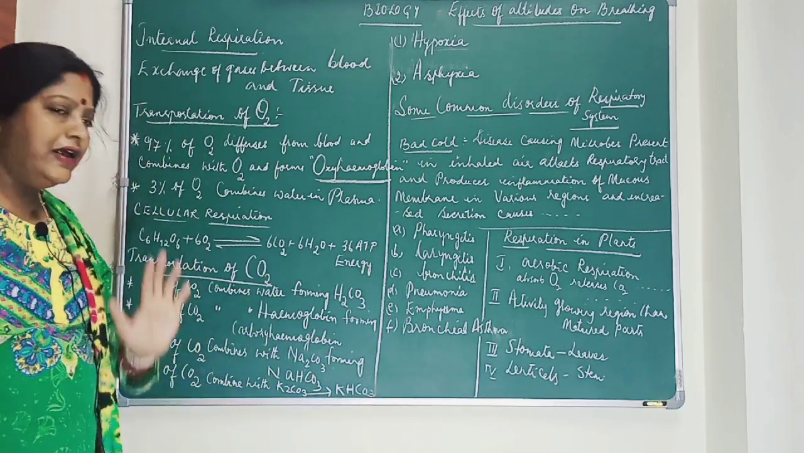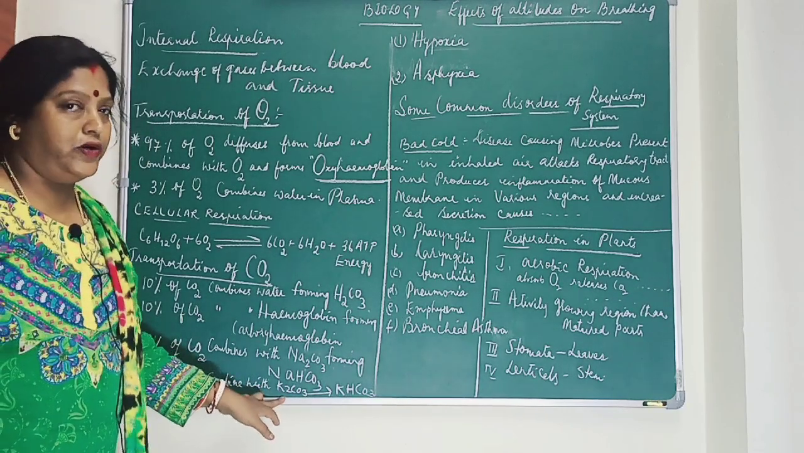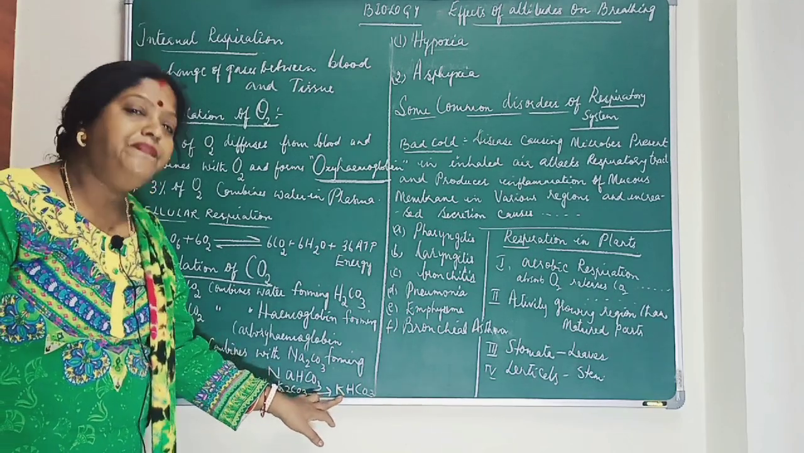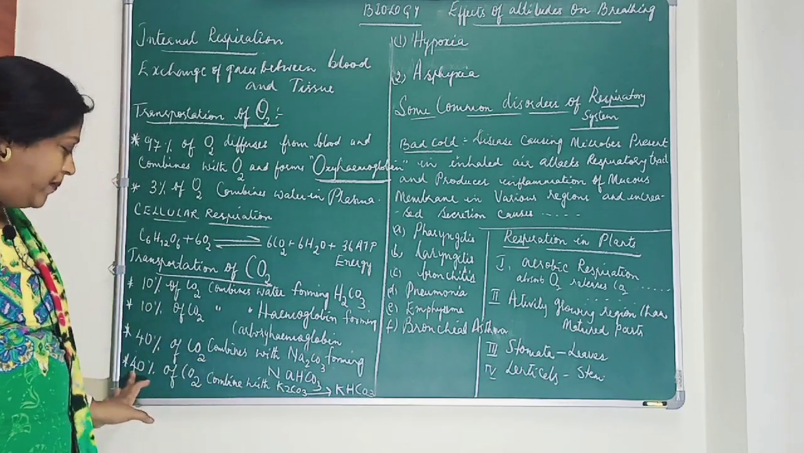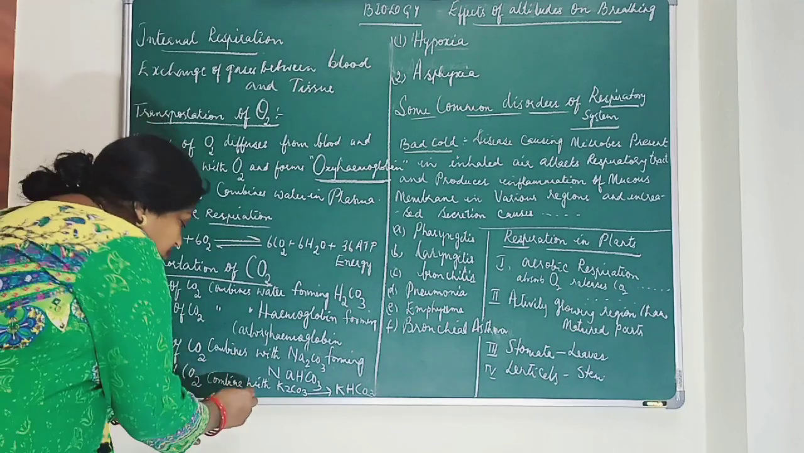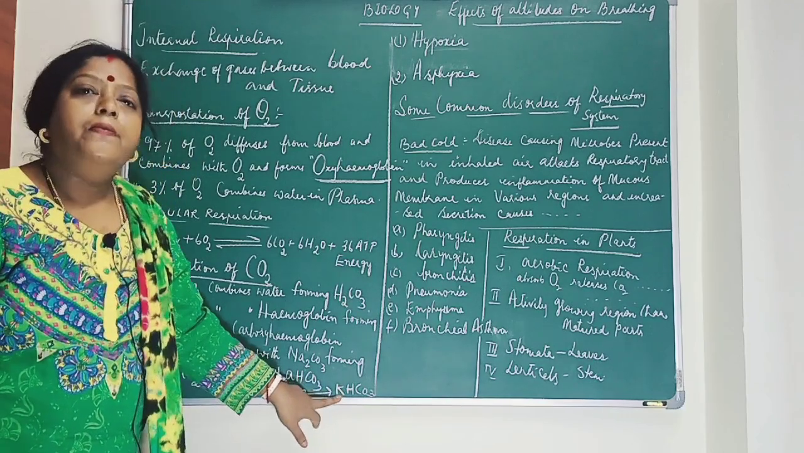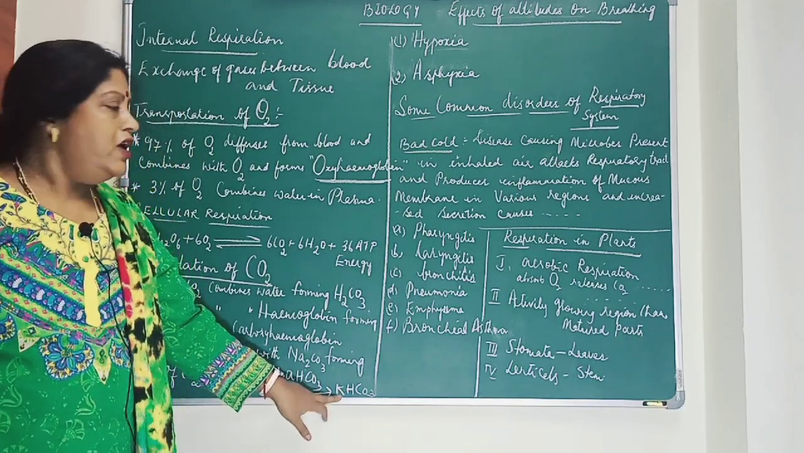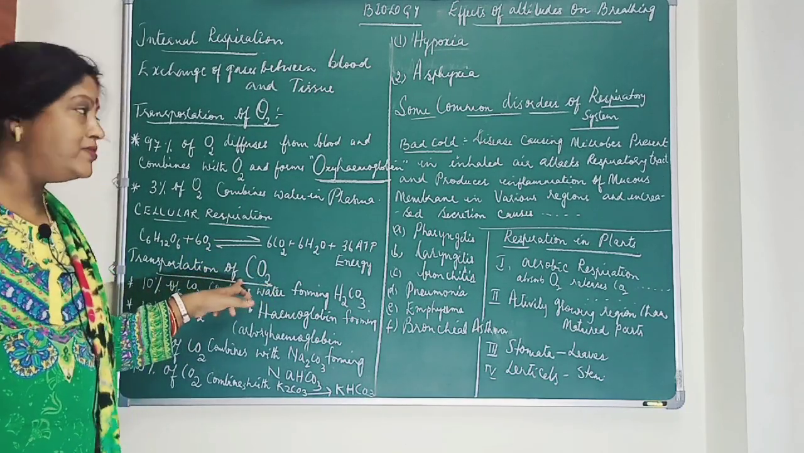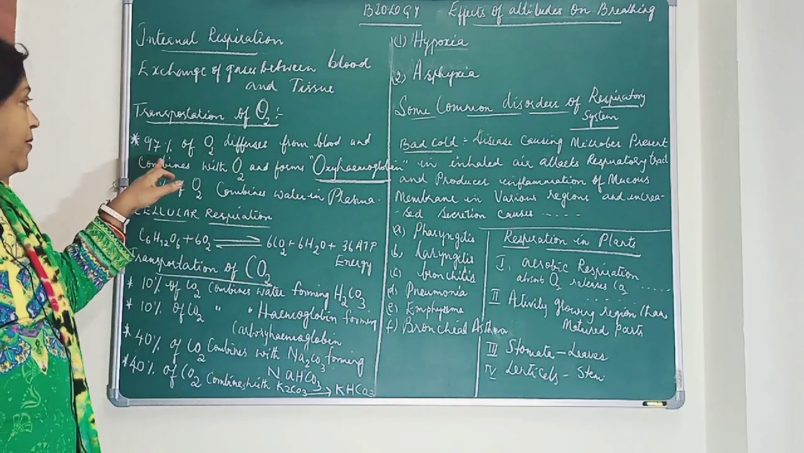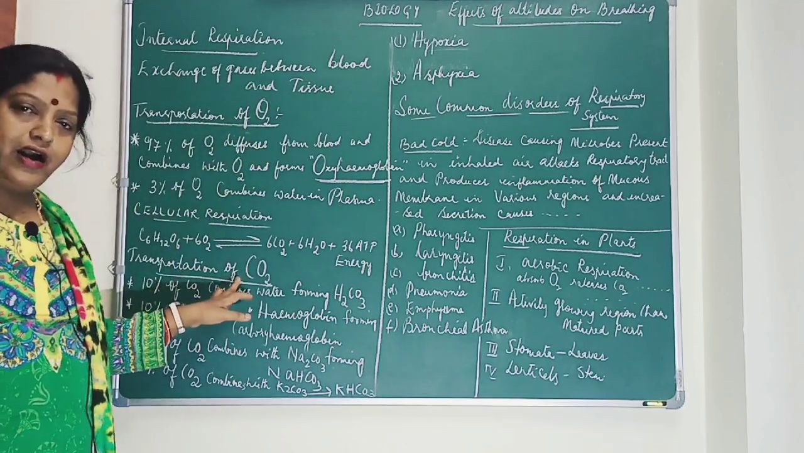And then the remaining 40% of carbon dioxide combines with potassium carbonate and forms potassium bicarbonate. Understood children? So this is transportation of carbon dioxide. This question comes for 3 marks and this also comes for 3 marks. This is transportation of oxygen and this is transportation of carbon dioxide.